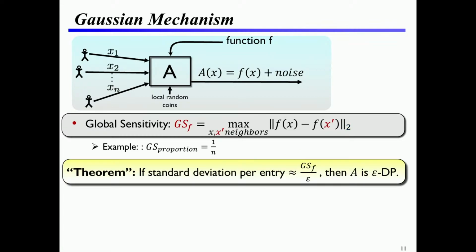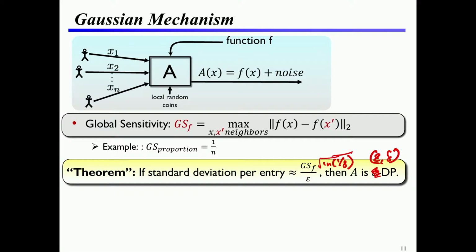The basic result is that if the standard deviation per entry is calibrated to this global sensitivity, then we get a differentially private algorithm. To make this a little more precise, there is this log 1 over delta term, and it's necessary for the L2 version of this result. The point is that I add more noise when the global sensitivity is higher. I add more noise when epsilon is small. And I add more noise when delta is small, but that dependency is much weaker.